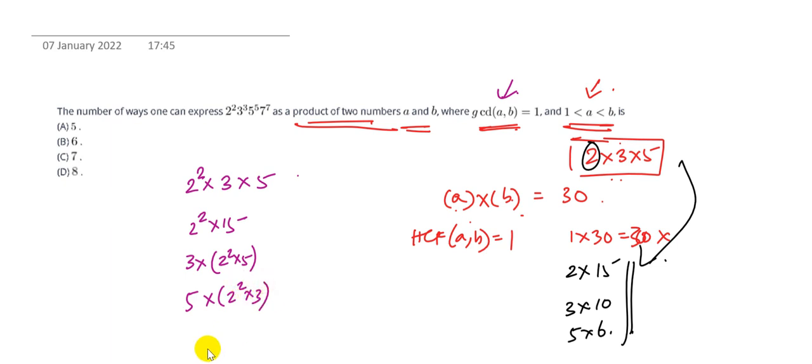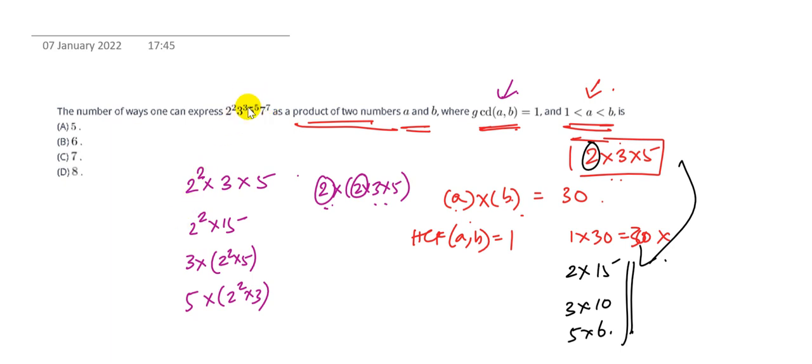But if I try to split this 2 square, I try to do it like this, 2 into 2 into 3 into 5, then the HCF of these two will be 2. This is what you have to understand in this problem. So, this is just to confuse you. The powers have been given just to confuse you. So, you can ignore the powers. The moment you try to split the power, the HCF will not be 1, the HCF will be something else.